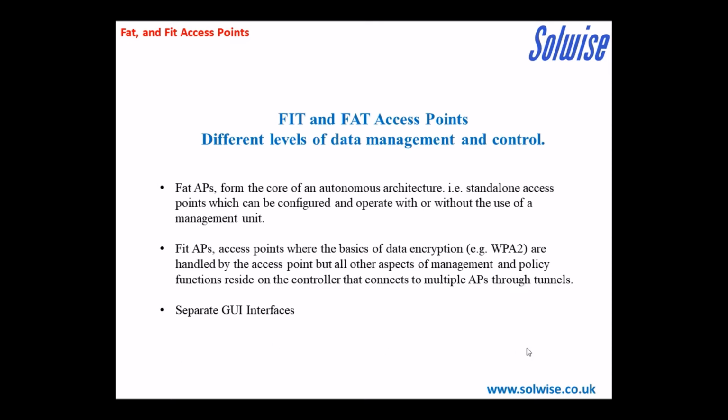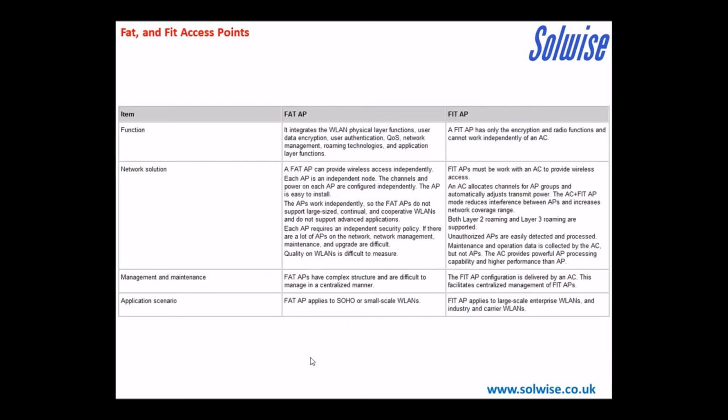So let's go through. To recap, a FAT access point integrates the WLAN physical layer functions, aspects of data encryption, user authentication, QoS, network management, roaming, everything else is all built into the access point. A FIT access point has the encryption and radio functions, and that's it. It can't cope with all this QoS, it can't do network management, it doesn't understand roaming, all that's completely thrown out the window. All that has to be done by the controller.